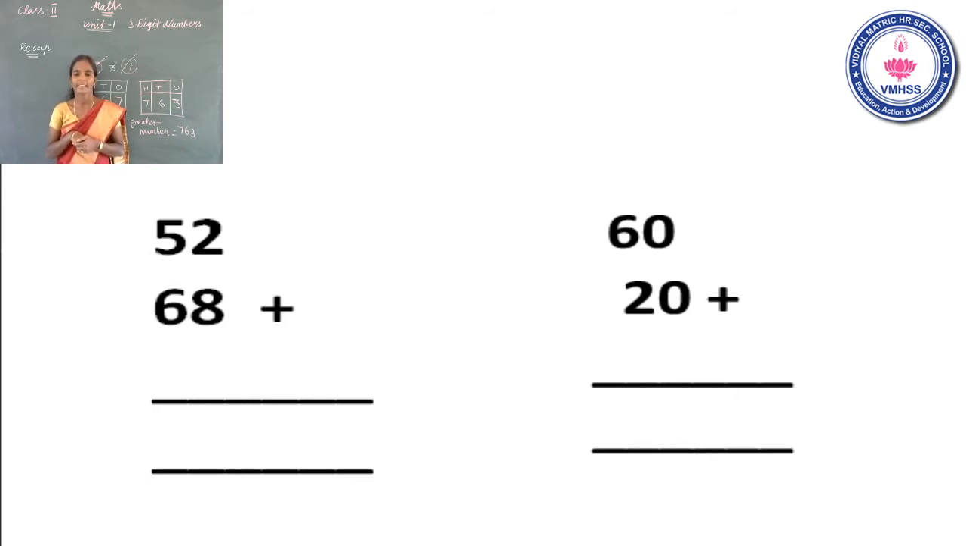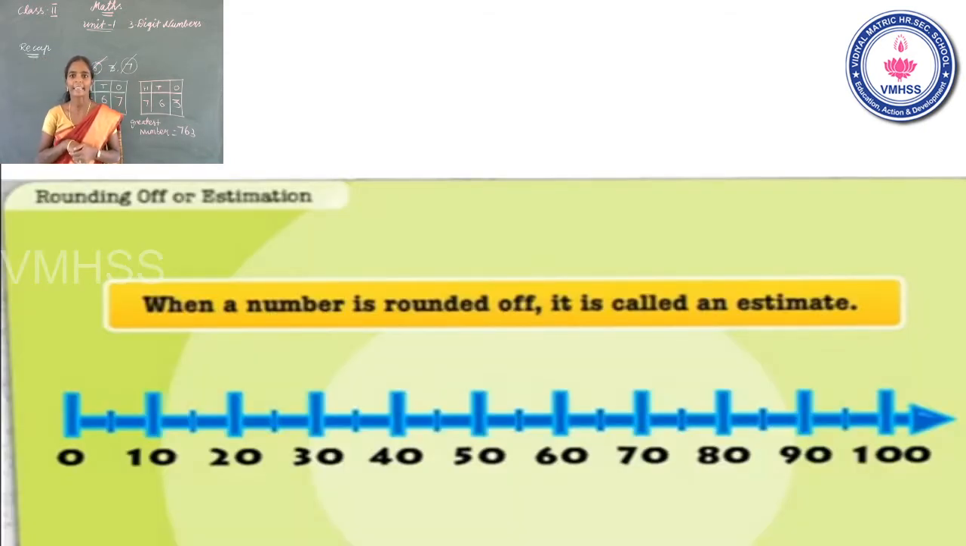Okay children, next one now. Look at the next slide. Rounding off or estimation. Rounding off is one kind of estimation. When a number is rounded off, it is called an estimate. Look at the next slide.